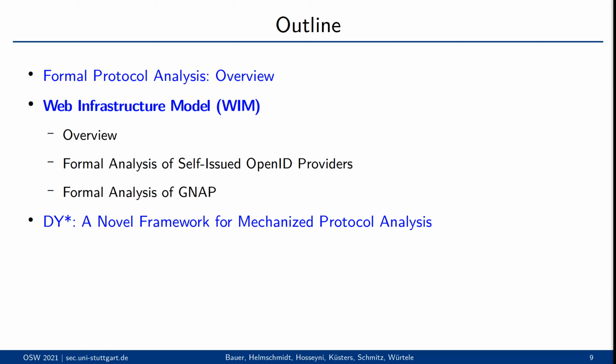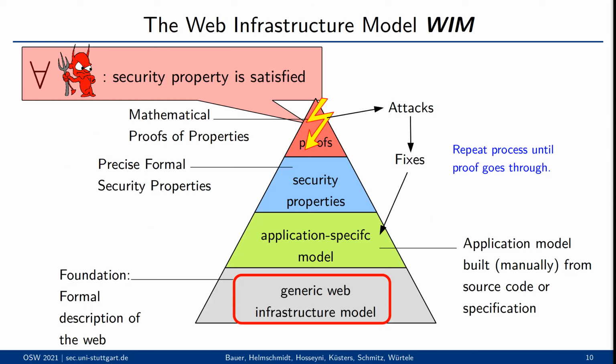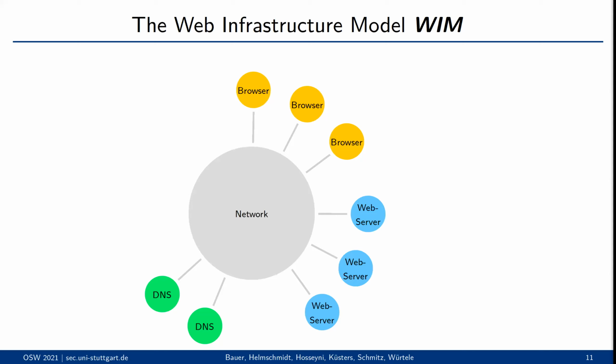And next, let's look at the web infrastructure model, which essentially defines the foundation for the formal analysis. So going back to the pyramid, we can see that the bottom layer is now the WIM. And well, let's take a more detailed look at the WIM. So our group started to develop the WIM in 2014. And the WIM is the most comprehensive model of the web infrastructure.